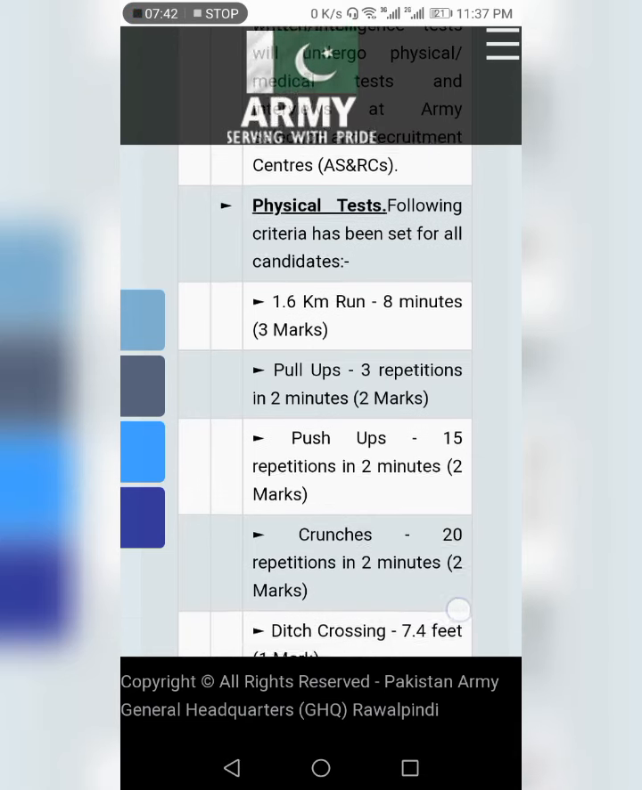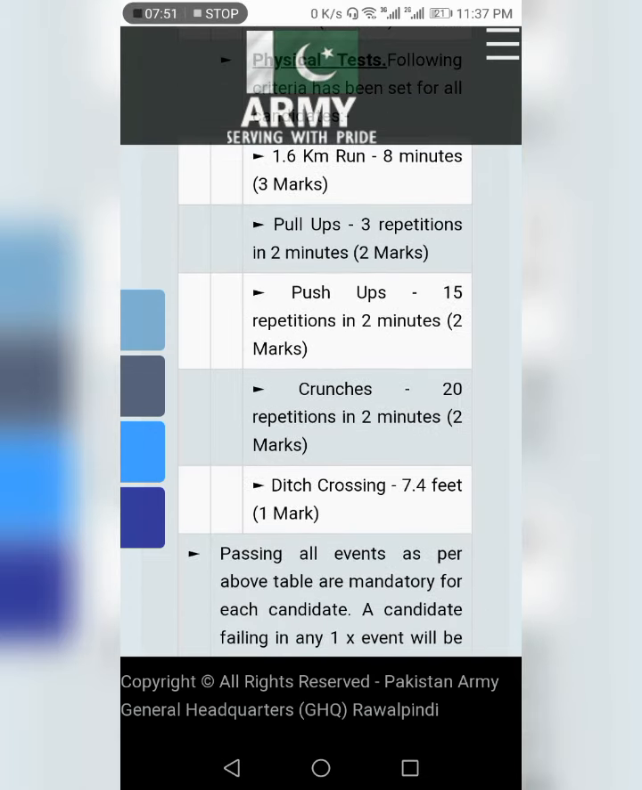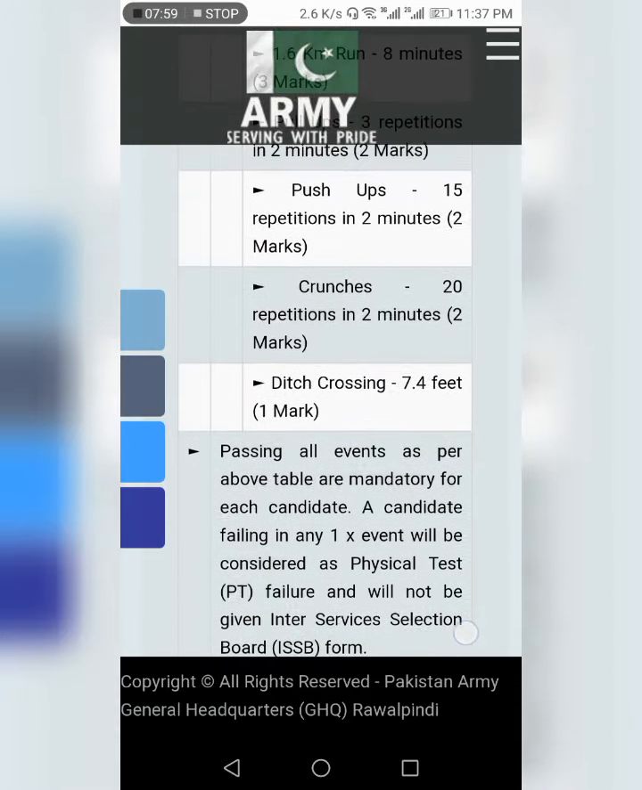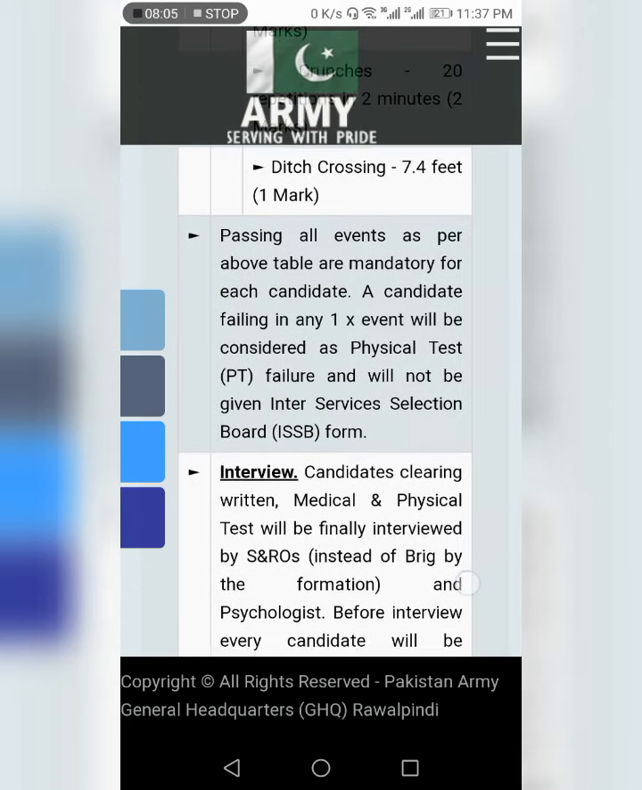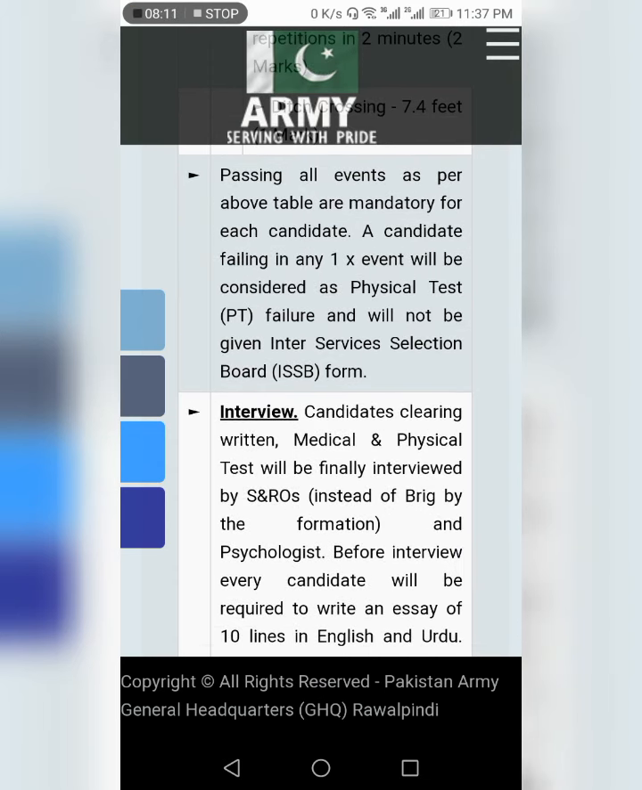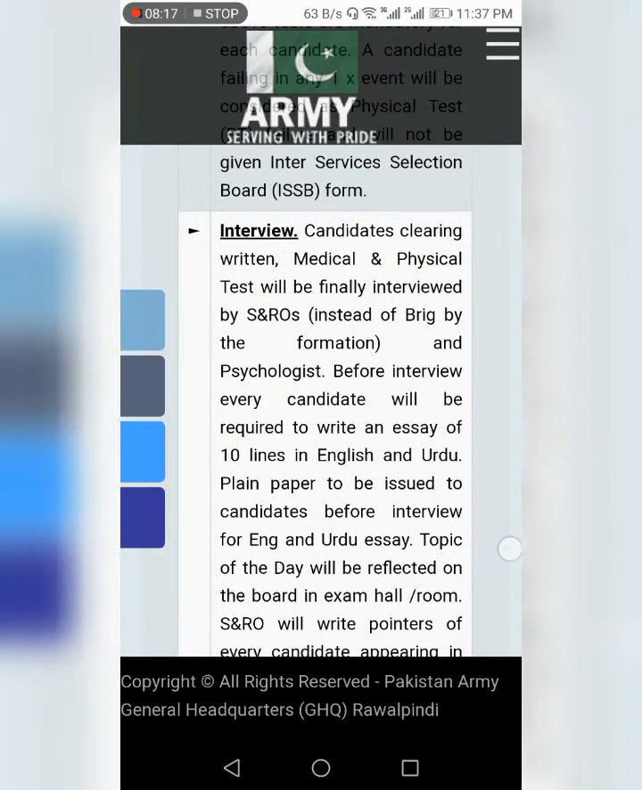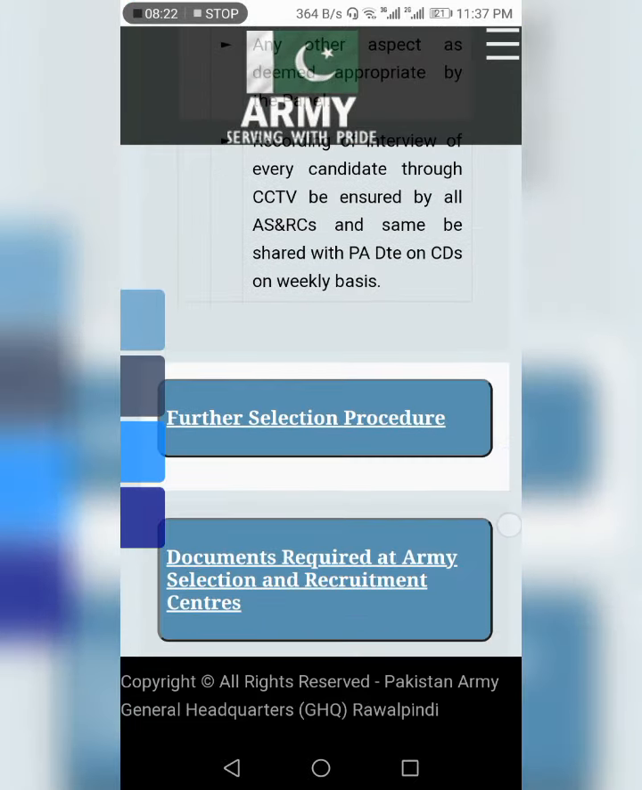This is the requirement. So push ups 15 repetitions in 2 minutes, crunches repetitions in 2 minutes, ditch crossing, jumping across a ditch. Passing all events as per above table are mandatory for each candidate. A candidate failing at any one event will be considered as physical test failure and will not be given under service selection board exam. So friends, these are some tips and tricks, some details of this course.